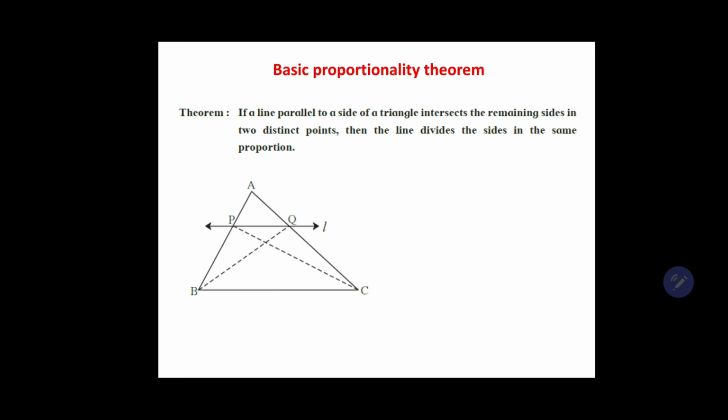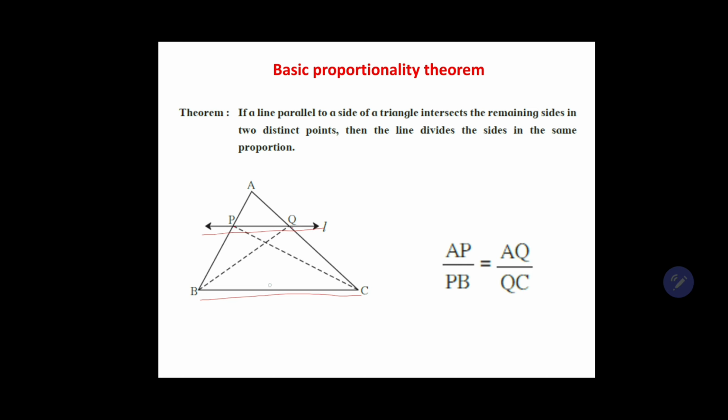Let us consider triangle ABC. For this triangle ABC, we have line PQ, which is parallel to segment BC. So line L is parallel to segment BC, and we can see here line PQ or line L intersects side AB and side AC in points P and Q respectively.